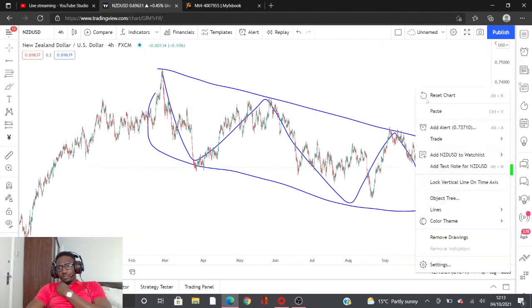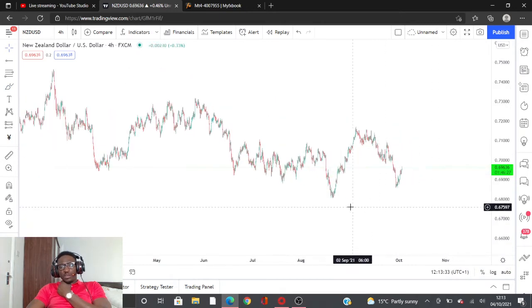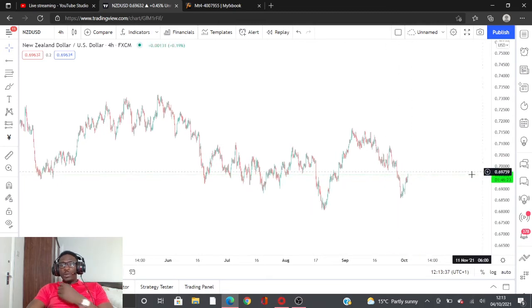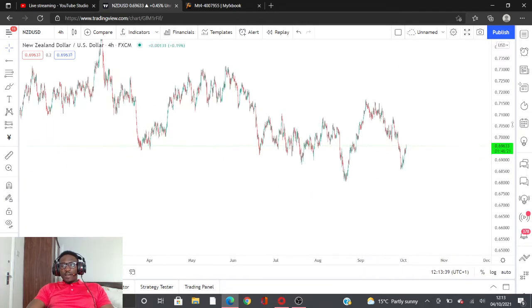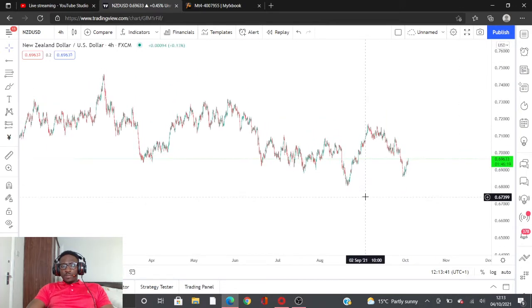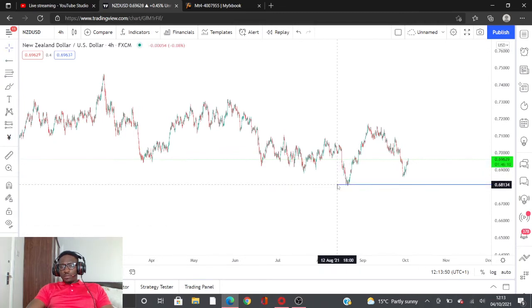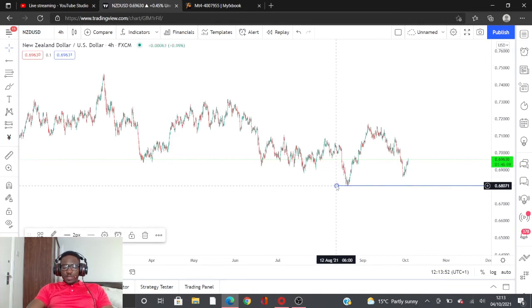So if you're in a New Zealand dollar trade, if you're long on the New Zealand dollar, I don't think you need to be worried. As long as you make sure that if the market comes back below this level, your account is still going to be safe, then I don't think you need to worry about that.